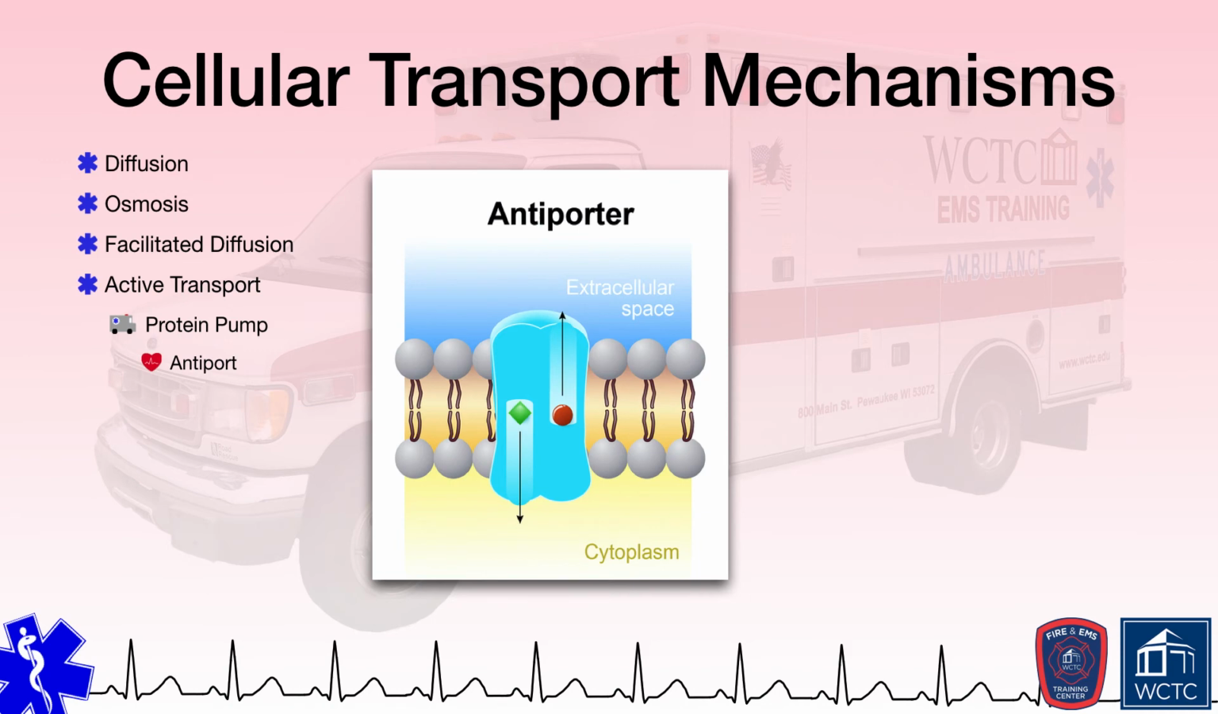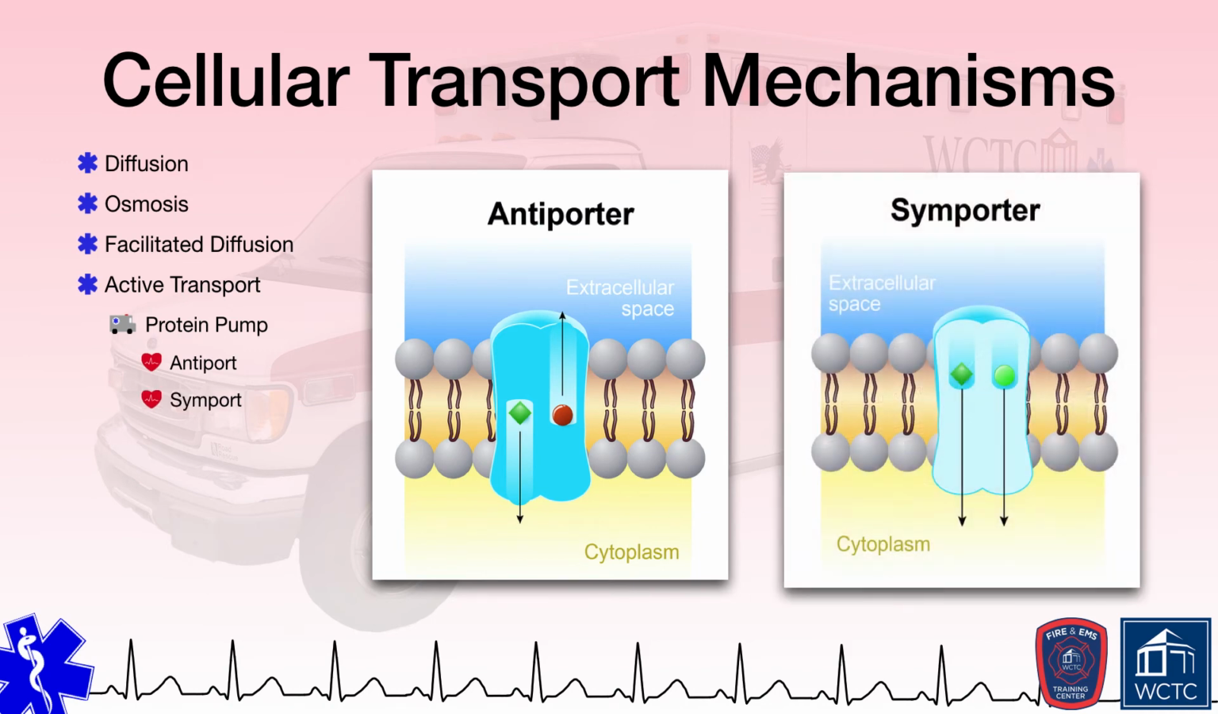Another type of protein pump is a symport pump. This type of pump uses a molecule that wants to move from an area of high concentration to an area of low concentration as a carrier of sorts for another molecule that needs to move against its concentration gradient. Sodium-glucose transport proteins are examples of symporters that use two sodium ions which want to enter the cell as a carrier for one glucose molecule which would want to stay out of the cell.